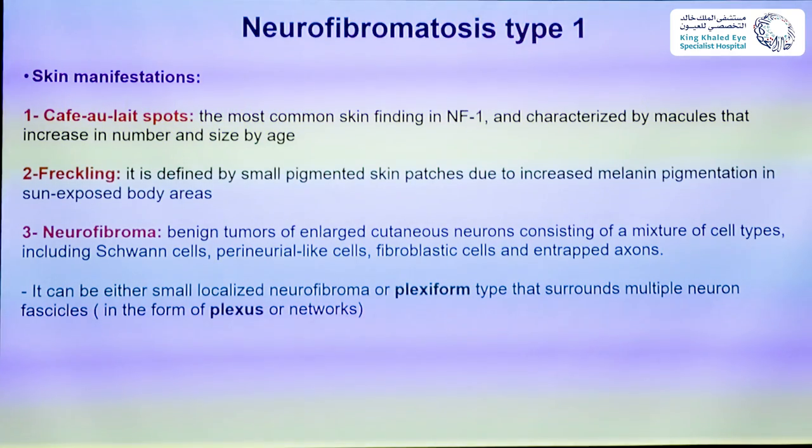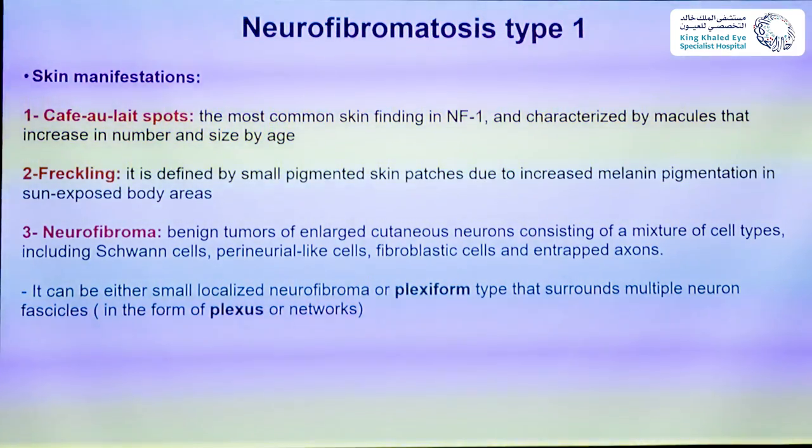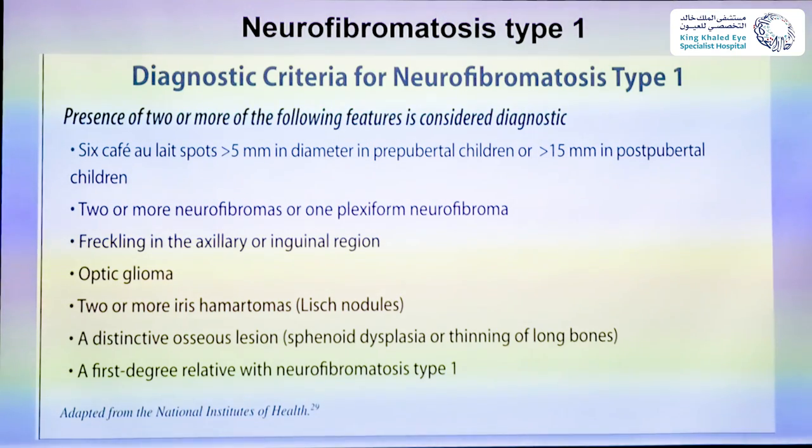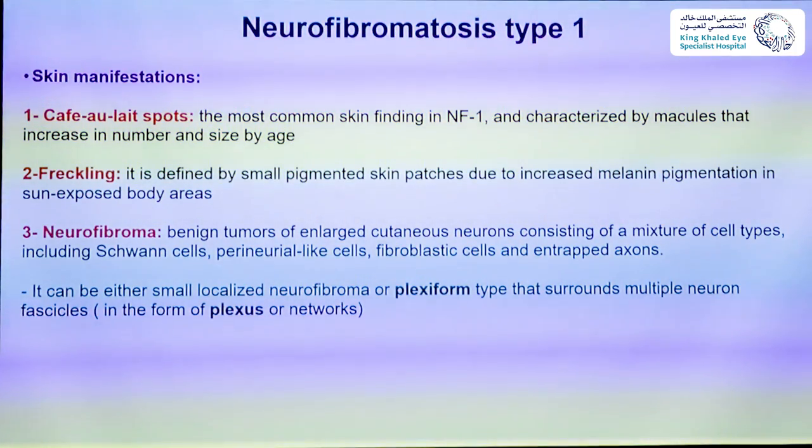We have the second manifestation, which is freckling. Everyone can get freckling, especially in the sun-exposed areas, and it's due to increased melanin pigmentation. So if you pay attention back to the diagnostic criteria, that's why they insist that the freckling should be in the axillary or inguinal region, because these regions are not exposed to the sun. And the third characteristic lesion, which is neurofibroma, and hence the name neurofibromatosis.